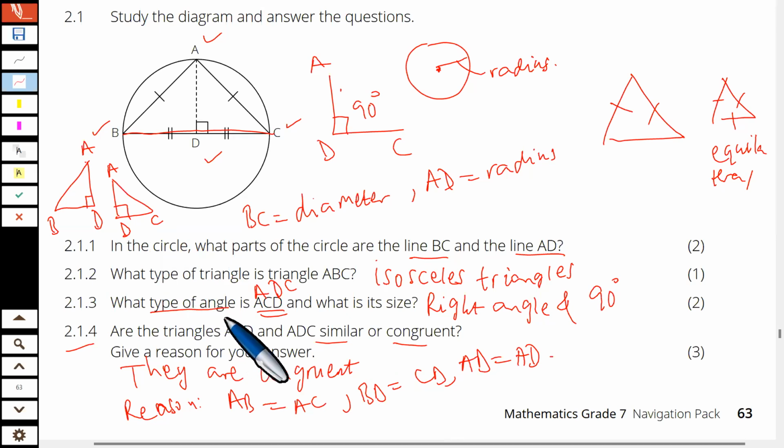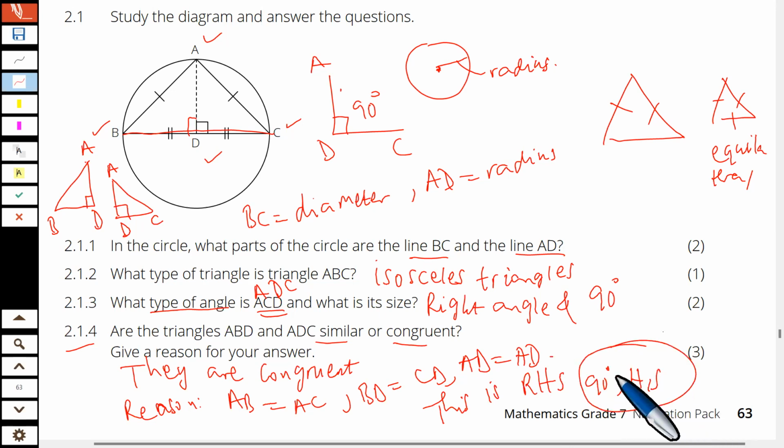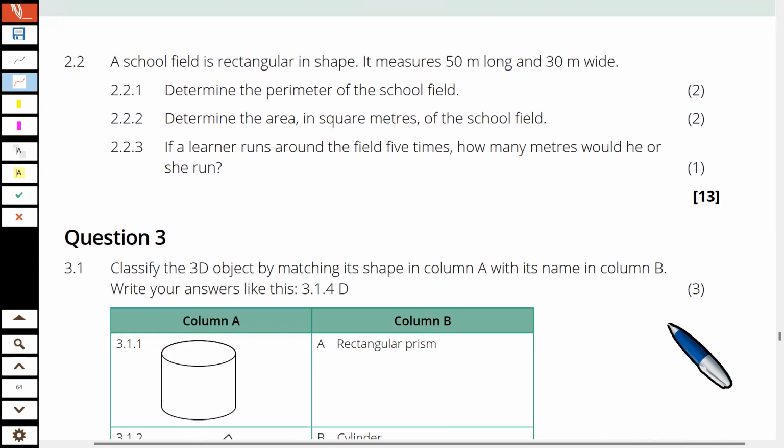So this is the right angle, hypotenuse, and the side. You can obviously see that each of the interior angles here is 90 degrees, 90 degrees there. So you can look at that as the right angle, hypotenuse, and a side. Next question.